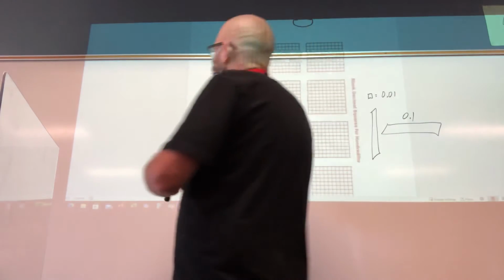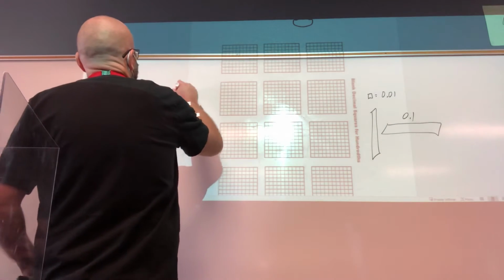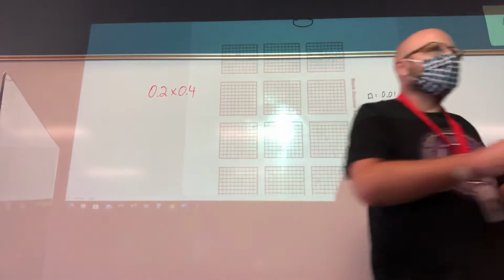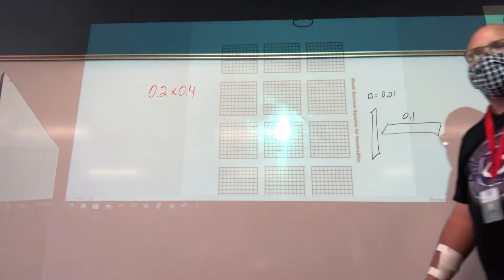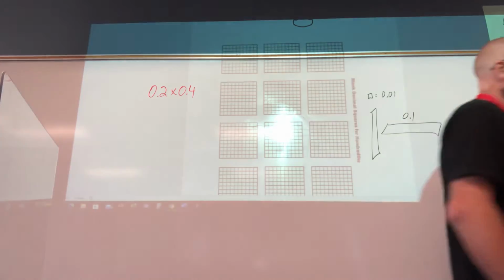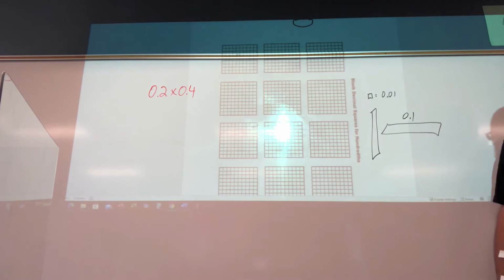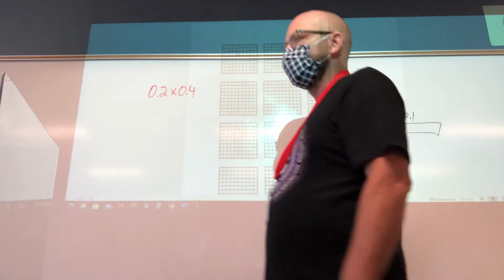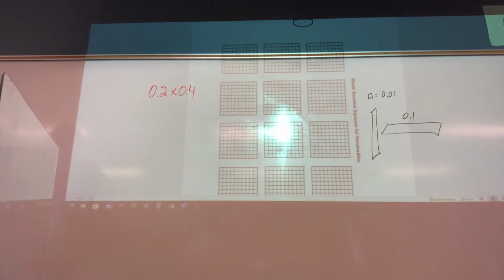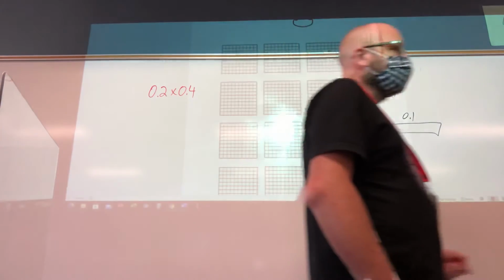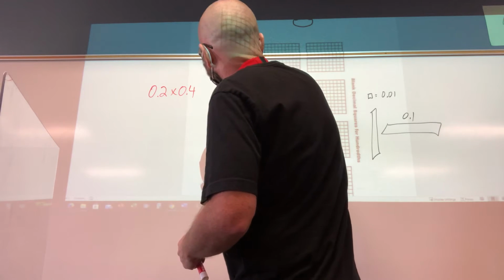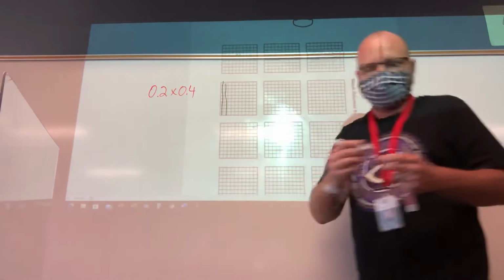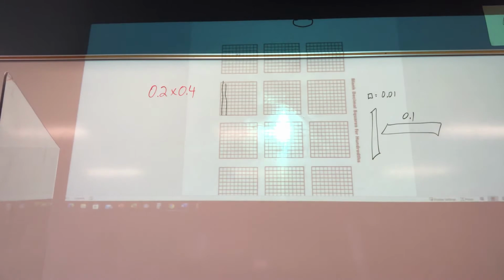All right, so let's try 2/10 times 4/10. So shade in on your paper. I don't care where you put it. The first thing I'm going to do is take 2/10 and shade in 2/10. And if you do it crossways, I don't care, as long as you have 2/10 shaded in, you're good.